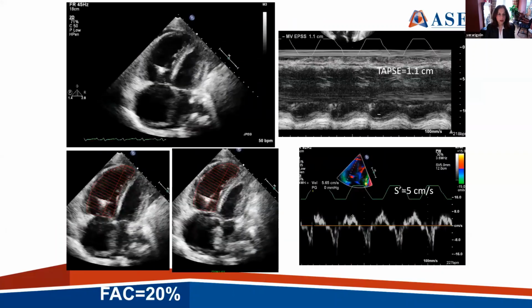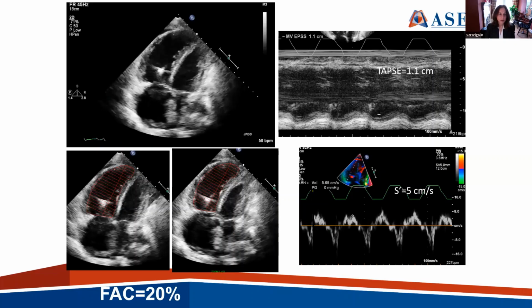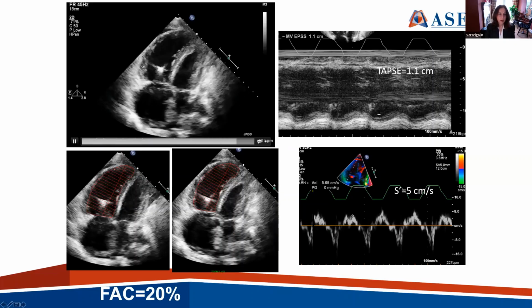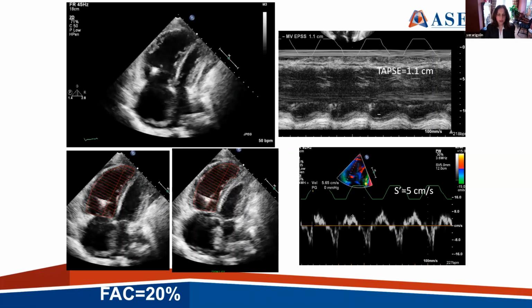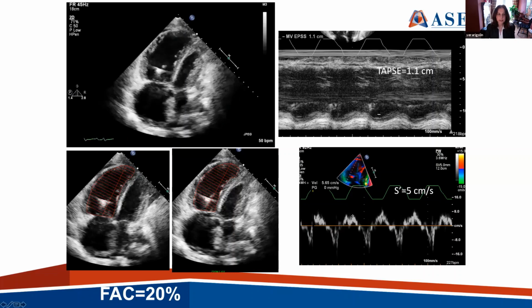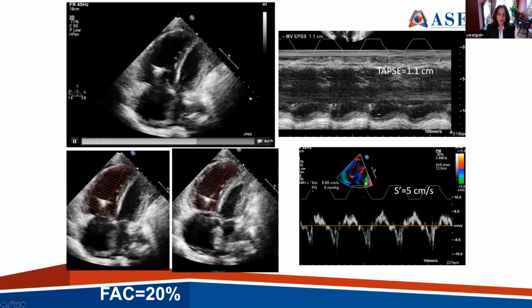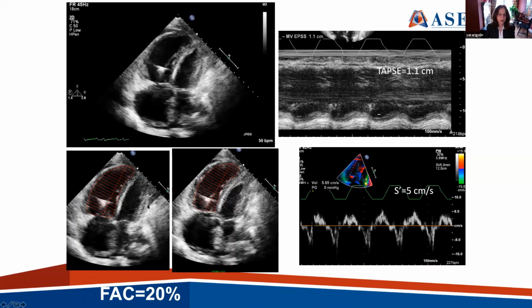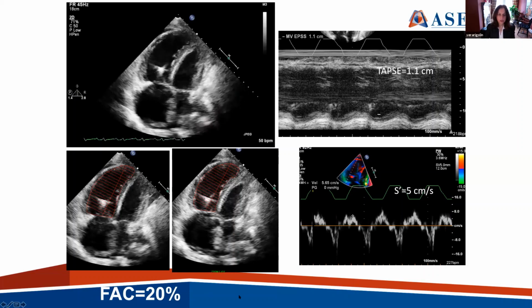And we look at our RV focused view. You see here that the RV is severely dilated. Our eyeball method tells us that the RV free wall is not contracting well and is severely hypokinetic. And then we see that our TAPSE measurement is mildly decreased, as is the S prime. So these values support that the RV is dysfunctional, and when we measure our fractional area change, that is also reduced at 20%.